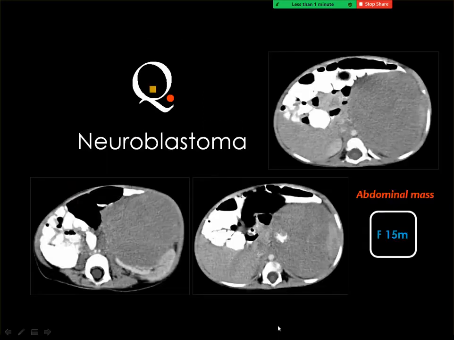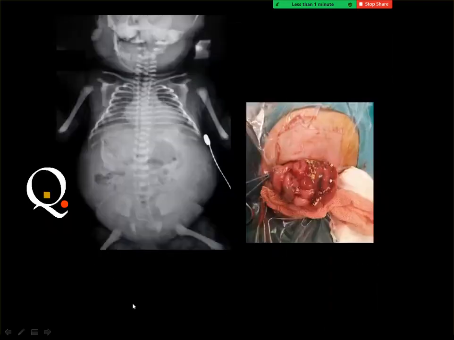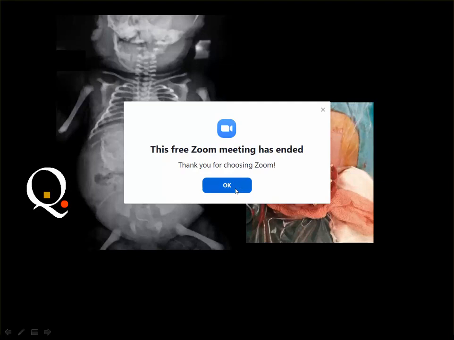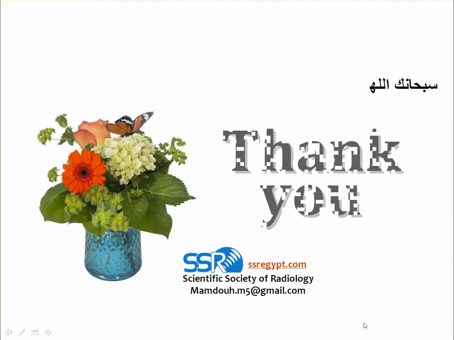Big mass in the left kidney with characteristic claw sign, diagnostic of neuroblastoma. Massive air in the abdomen, diagnostic of pneumoperitoneum. And in this infant, you got calcification within the peritoneal cavity, and the only diagnosis for this is meconium peritonitis. Thank you very much.